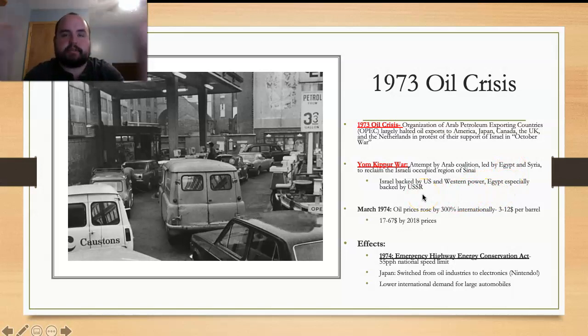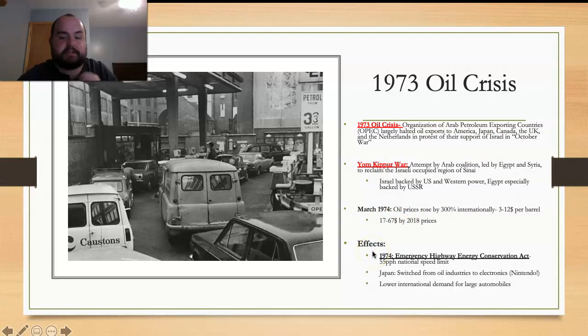So again, these Cold War countries are, instead of directly fighting each other, supporting various other countries in these proxy wars. Israel was, of course, victorious, but Arab countries did retaliate against the countries that supported Israel. By March of 1974, oil prices had risen by about 300% internationally, going from about $3 to $12 per barrel. In equivalent 2018 prices, this would be an increase from $17 to $67 per barrel.